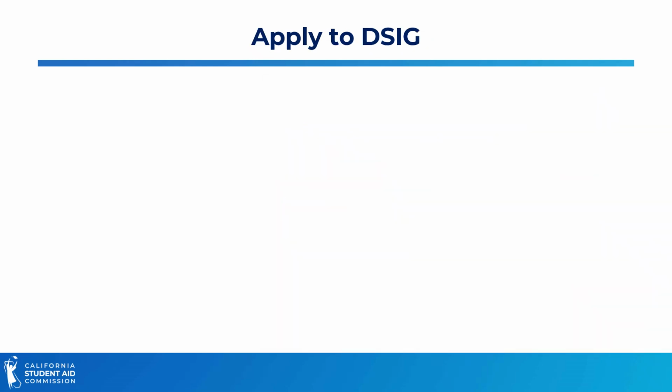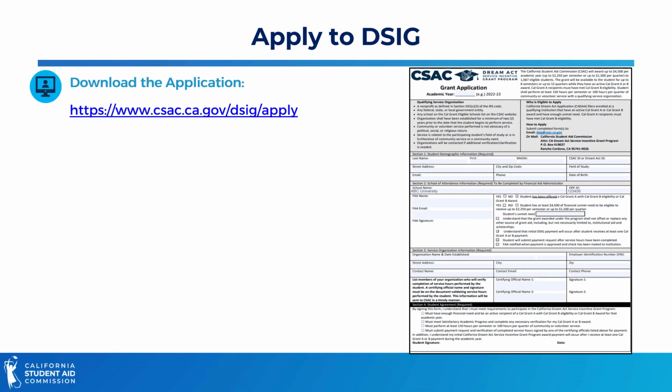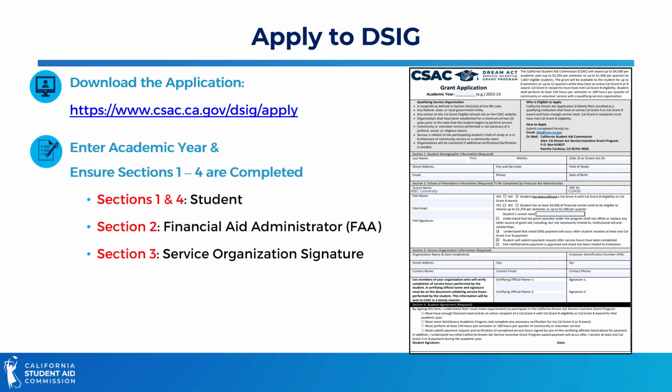Next, let's go over the steps on how to apply for DSIG. First, students can download the grant application from our website using the link on the screen. Next, it is important that students complete all necessary sections of the grant application to be processed on time.